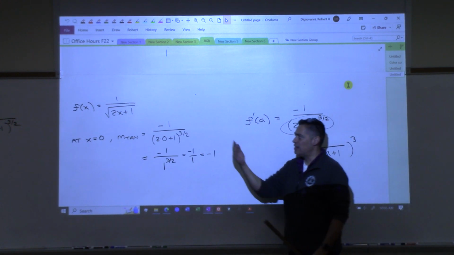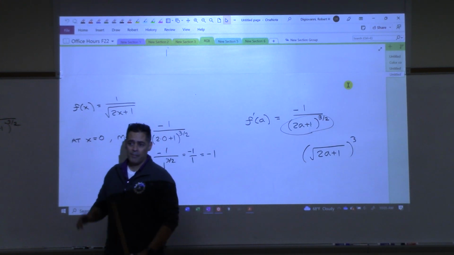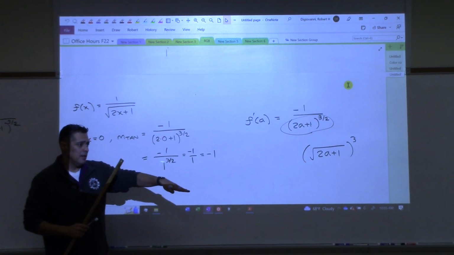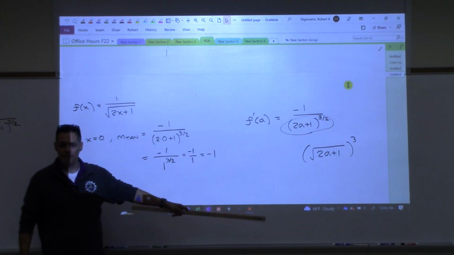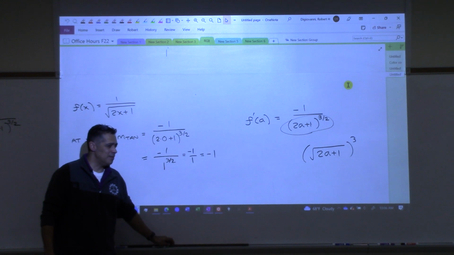Later on, we will say that this graph is decreasing. It's a decreasing function. And we can tell by just looking at its derivative that it's decreasing. That kind of makes sense?